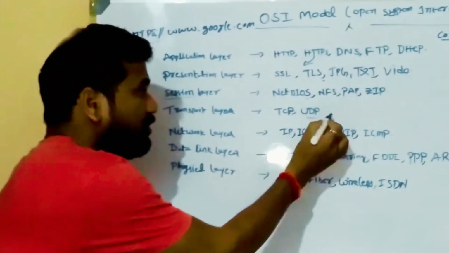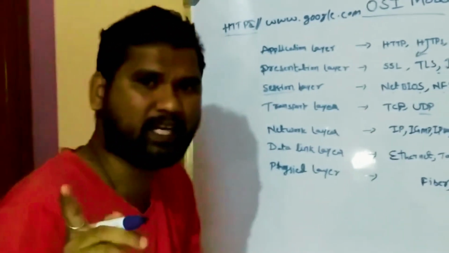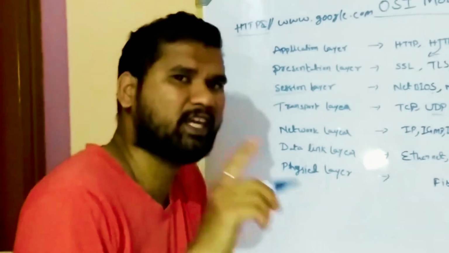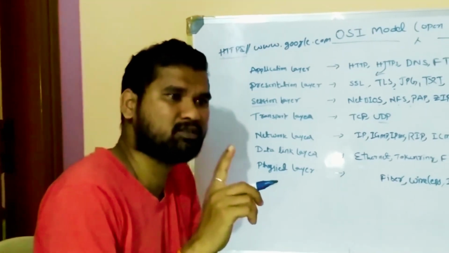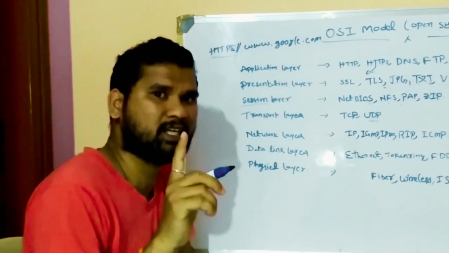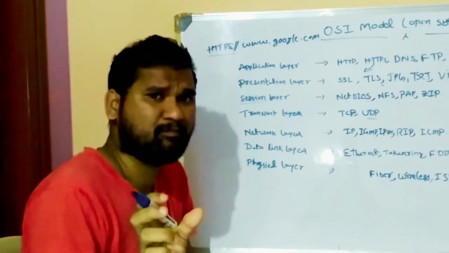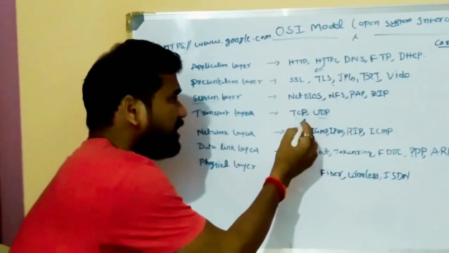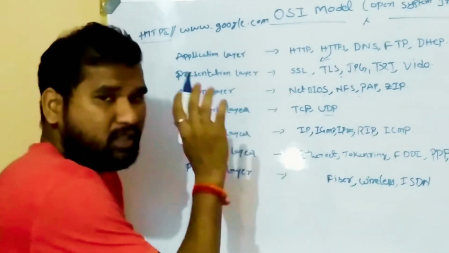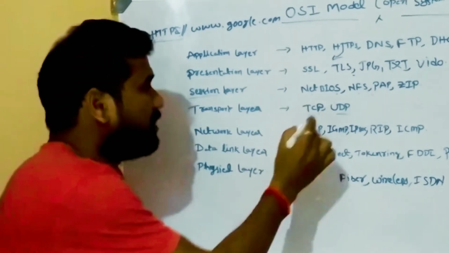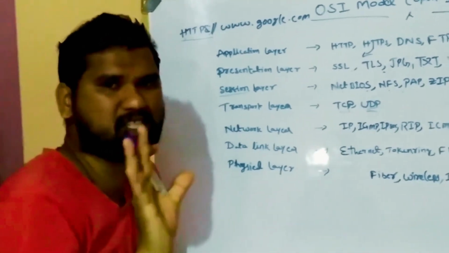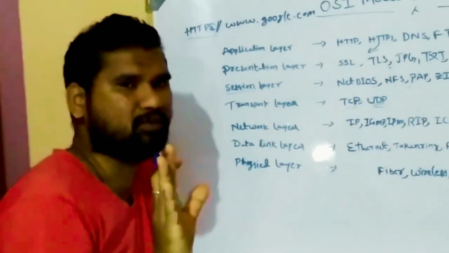Coming to UDP, it will send the data, but some of the packets are not sent properly compared to TCP. TCP is secure and sends the data perfectly. In UDP some packets are missing, so there is no security.